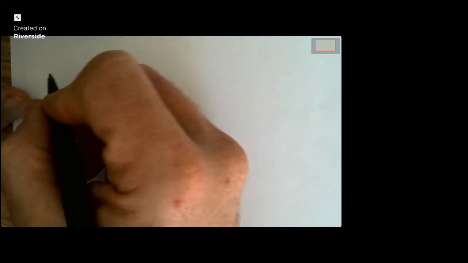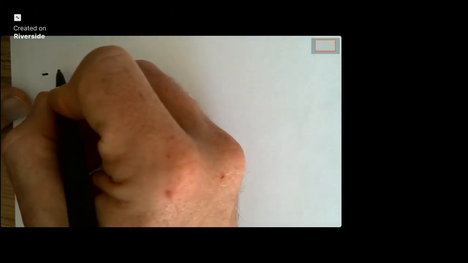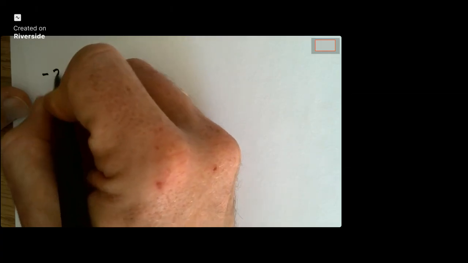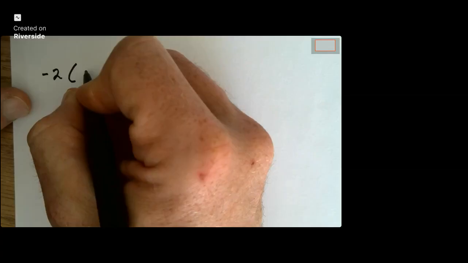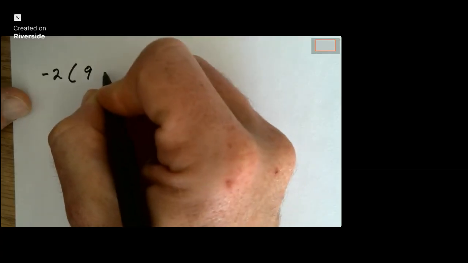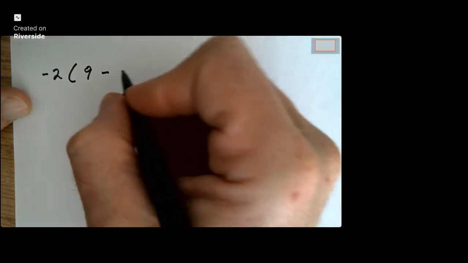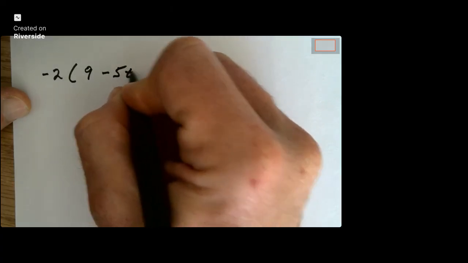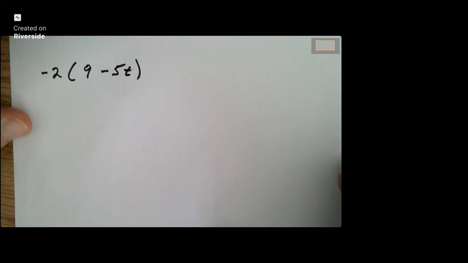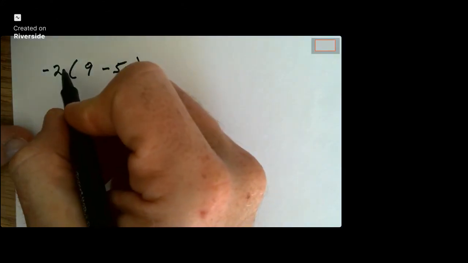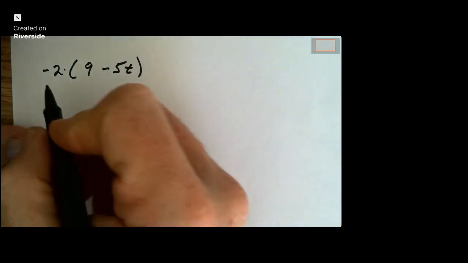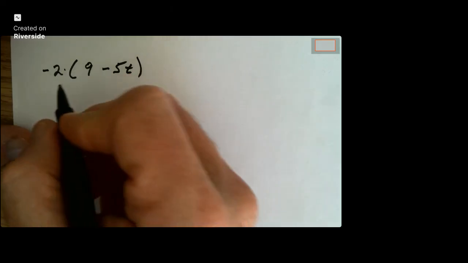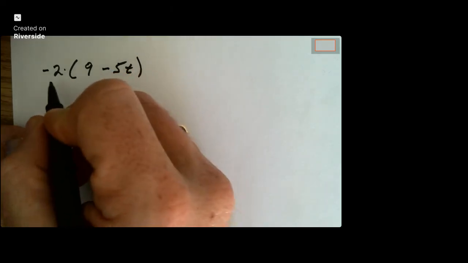Let's do one more. Let's distribute a negative this time. Let's say we got negative 2 times the quantity 9 minus 5t. Let's use distributive property on this expression. There's a times there, even though we didn't show it. Sitting right next to a parenthesis, we have to know there's a multiply in between those.